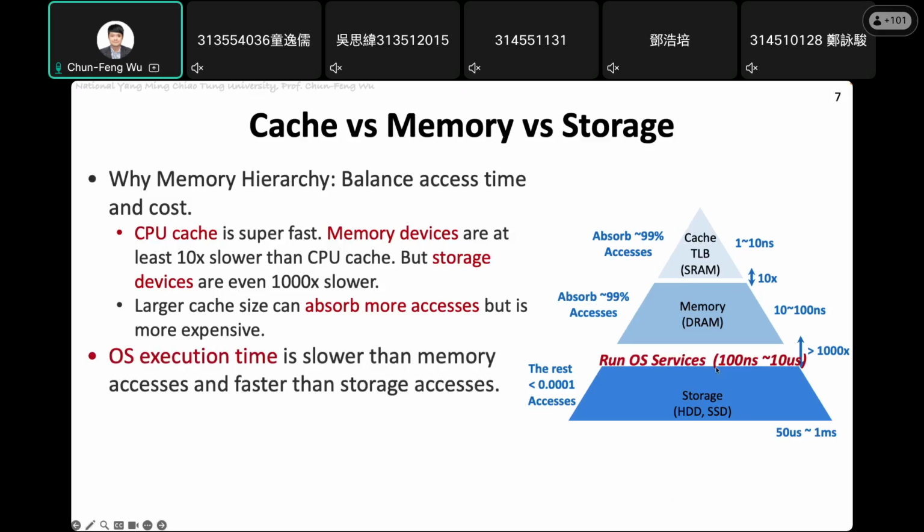Operating system execution time is between the memory and storage access time. You already know for some components, it is around 100 nanoseconds to 10 microseconds, including CPU scheduling, context switching, and all those kinds of management parts.